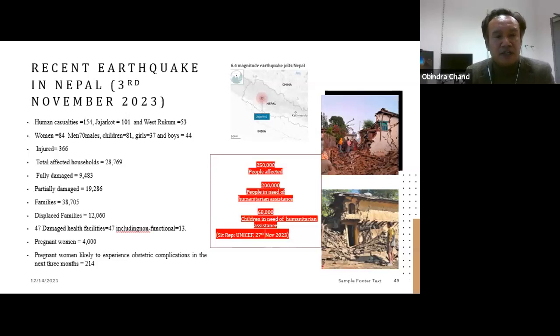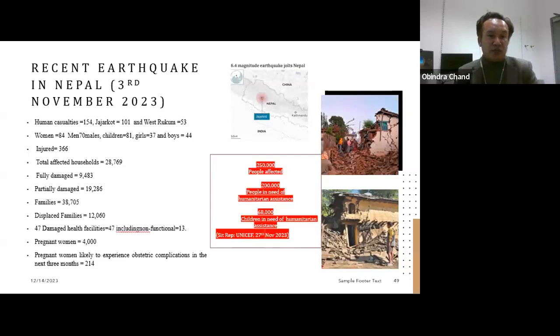For example, the human casualty was 144. Nepal is one of the Himalayan countries located in South Asia. The earthquake hit two remote districts of Nepal known as Jajarkot and Rukum West, where altogether 154 people died due to the earthquake. In Jajarkot the number was 101, whereas it was 53 in West Rukum. Among them, 84 were women, while 70 were men. 81 of them were children, 37 were girls and 44 were boys. And over 360 were injured.